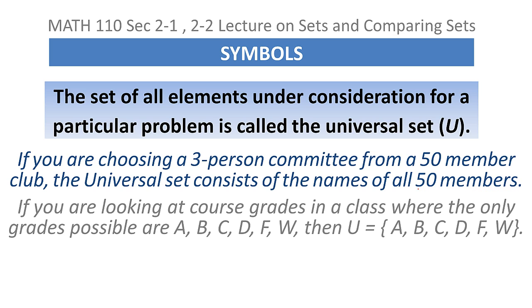If, for instance, you were looking at course grades in a class where the only possible grades were A, B, C, D, F, and W, then the universal set would be the set containing those possibilities.